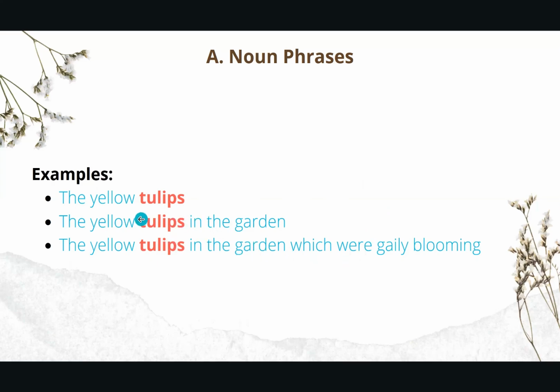For example, the yellow tulips are lost. I can add a verb phrase. The yellow tulips in the garden were lost. The yellow tulips in the garden, which were gaily blooming, are lost. So all of these are noun phrases that function as the subject.